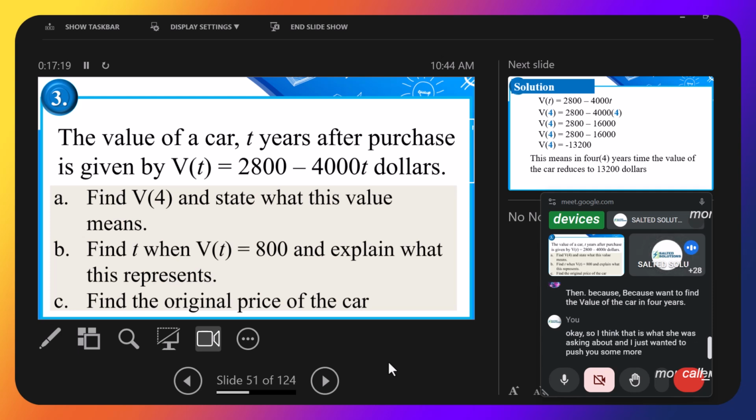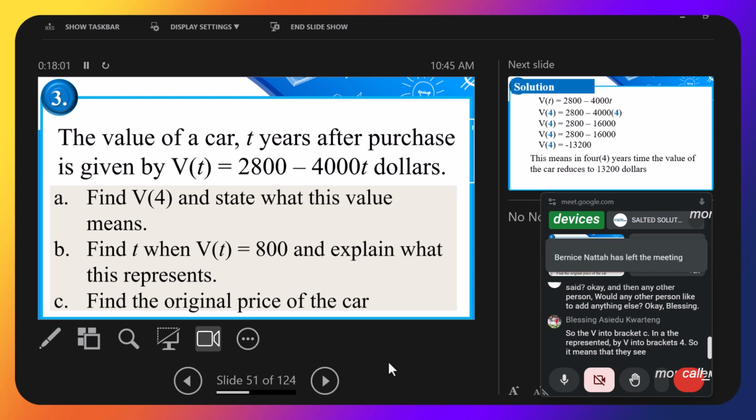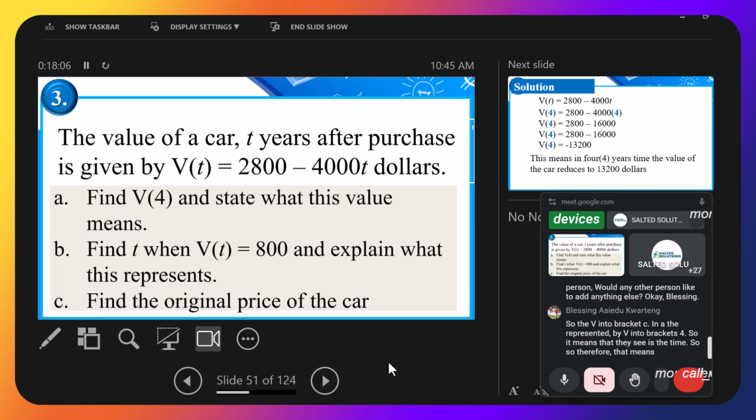I don't know if the one who asked, I think Harriet asked. Harriet, did you understand what she said? Yes, please. Okay, and then would any other person like to add anything else? Okay, Blessing. So the V into bracket T in A, they're represented by V into bracket 4. So it means that the T is the time. So the 4 there means 4 years.